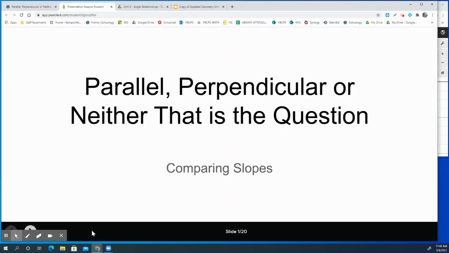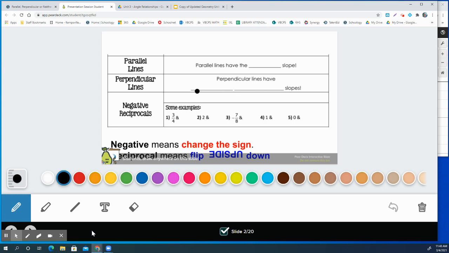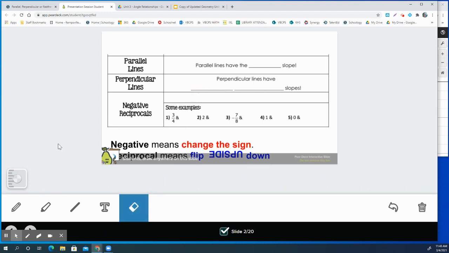We're going to skip over some of these slides because some of them repeat. So this slide is literally what we just had, right? Parallel lines have the exact same slope. So if you want to write same or equal right here, you're welcome to. Perpendicular lines have the negative reciprocal slope. And these are all of the examples we just did for finding the negative reciprocal. Remember, you're going to change the sign and then flip the fraction upside down. Okay?